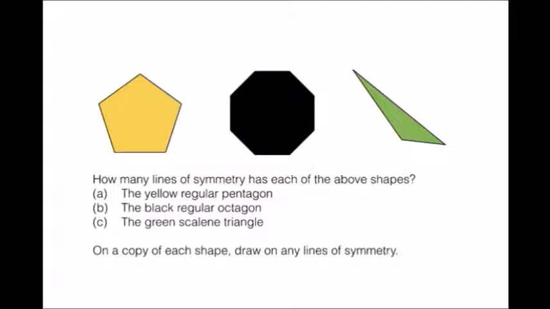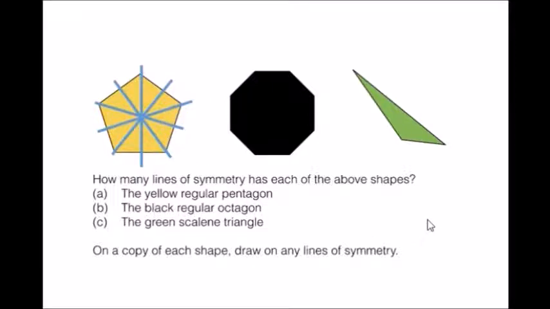So for the first shape, the yellow regular pentagon, we can draw lines of symmetry from corner to the middle, the bisector of this opposite side length here, and you can see that this angle and this angle are the same, these side lengths are the same. We've got an exact mirror image of the shape either side, and we can do that from each of the 5 corners, and therefore we have 5 lines of symmetry.